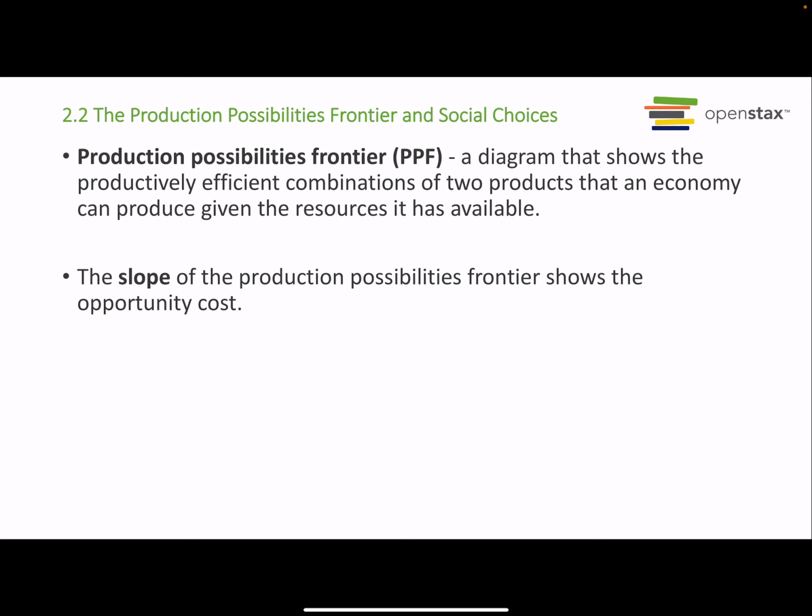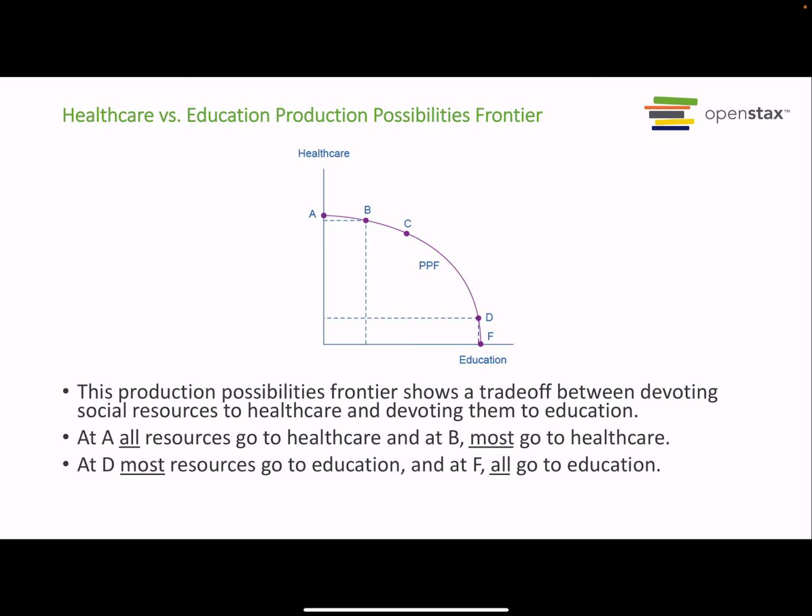So it's really similar to the budget constraint that we looked at for Alfonso, except that was just an individual making decisions based on his individual budget of $10 a week between two goods, burgers and bus tickets. Now we're going to be looking at this for our entire economy. So here's a PPF showing a trade-off between devoting society's resources to healthcare or to education. So we have healthcare up here on the vertical axis and education down here on the horizontal.